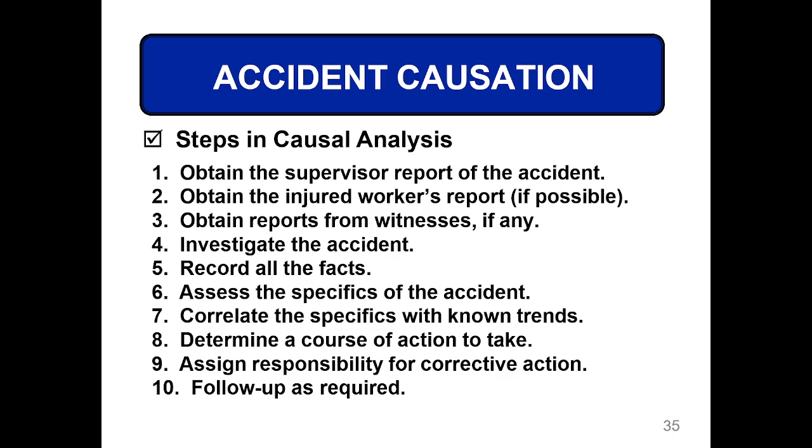What would be the steps in the causal analysis? 1. Obtain the supervisor report of the accident. 2. Obtain the injured worker's report if possible. 3. Obtain reports from witnesses, if any. 4. Investigate the accident. 5. Record all the facts. 6. Assess the specifics of the accident. 7. Correlate the specifics with known trends. 8. Determine a course of action to take. 9. Assign responsibility for corrective action.